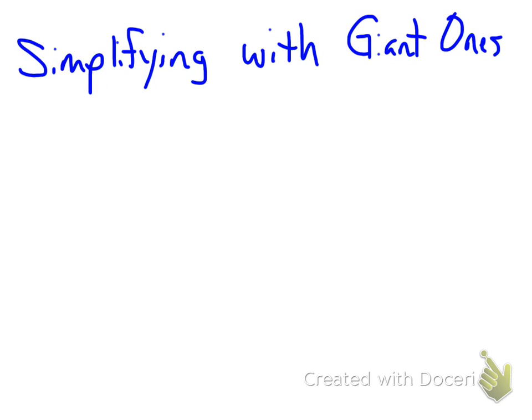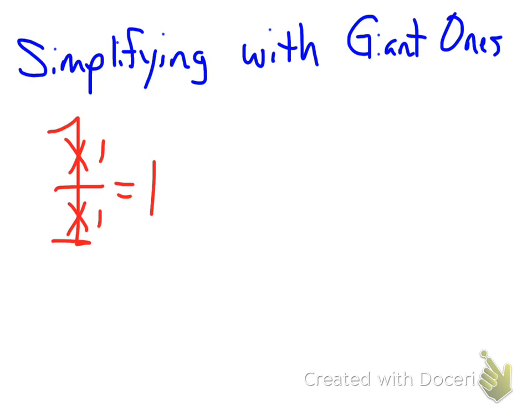In this lesson, we're going to take a look at simplifying with giant ones. So a few examples of this. If I have x divided by x, that is going to equal 1. We call it a giant one because the numerator and denominator together make a 1, which leaves a 1 over a 1, and 1 divided by 1 equals 1.